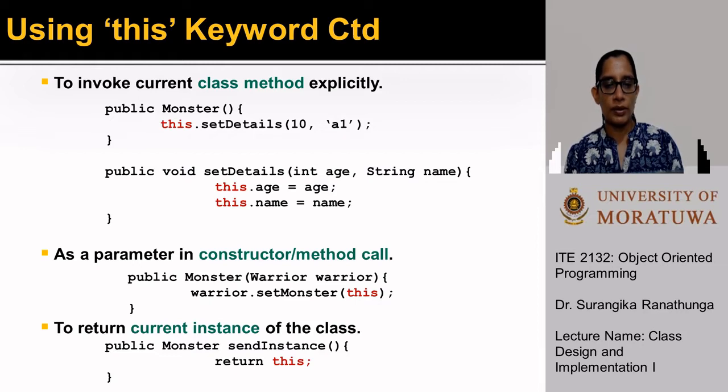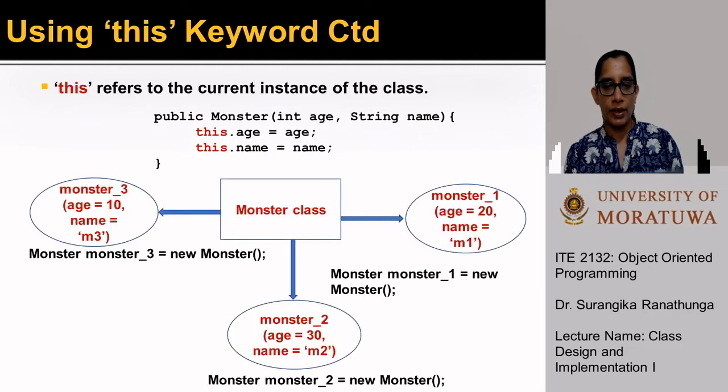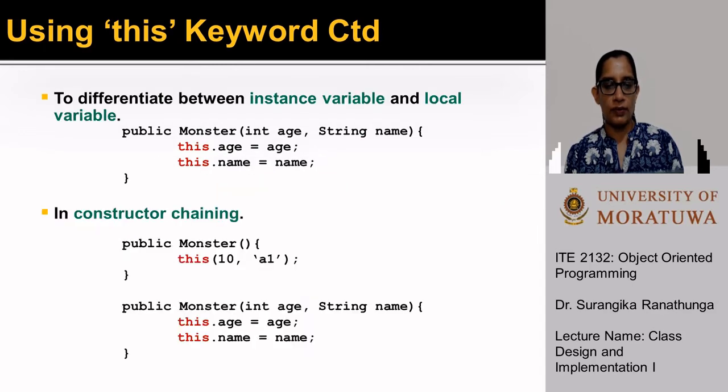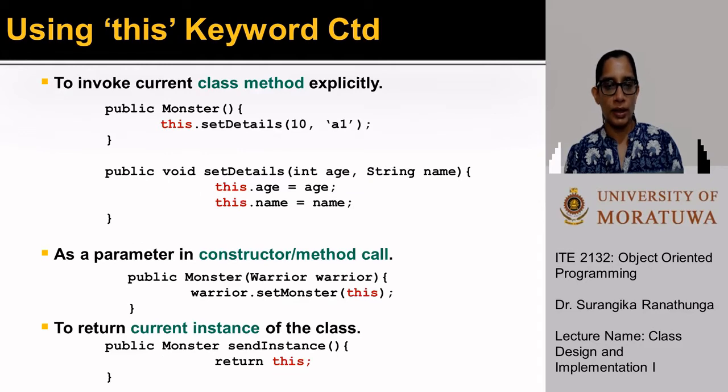So if I go back and discuss with this diagram, suppose we have created Monster 1, Monster 2, and Monster 3 objects. For a method like getMonster that will return the Monster object, if that method was executed on the Monster 1 object, it will return the Monster 1 object. If the method was called on the Monster 2 object, the method will return the Monster 2 object. Likewise, it is a very important use when we have to return the current object in response to a method call.